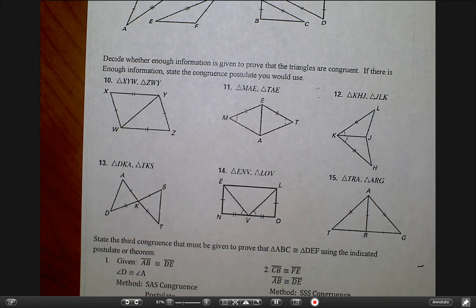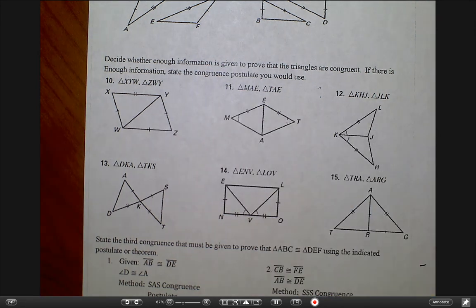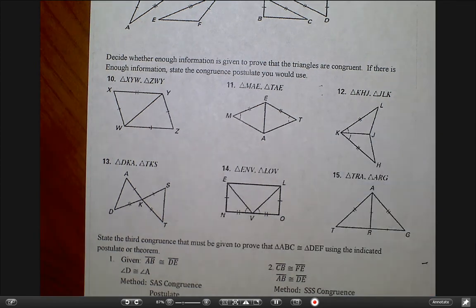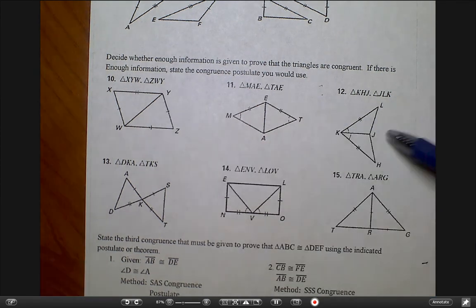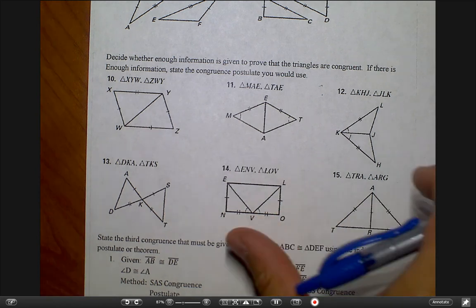Or is it an X? Do any of these three right here have an X? No, but this one does. 13 has an X, so I'm going to use that there. Now, what do all these here have? Shared side, don't they? So there's going to be reflexive that I have to mark. Okay? So please make sure, and you're trying to prove that the two triangles are congruent.